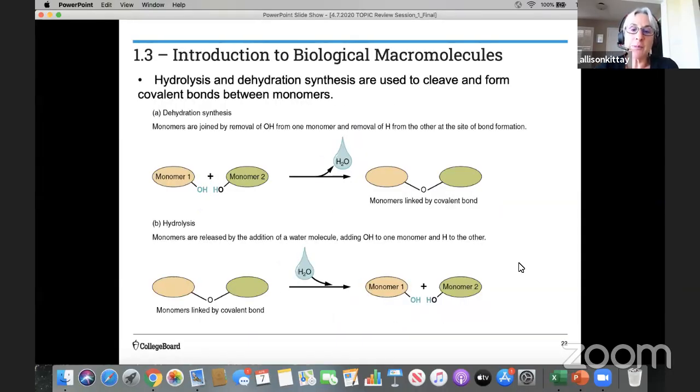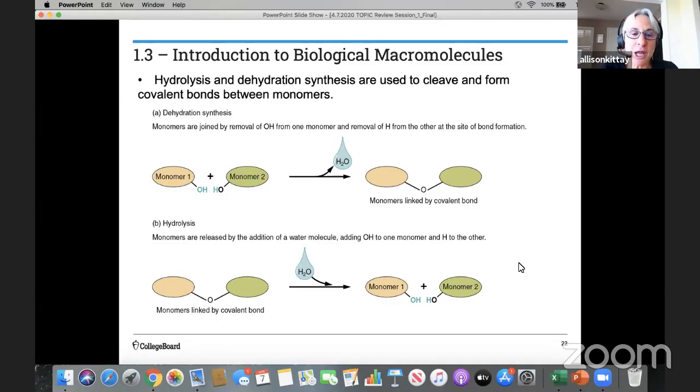So I want to talk a little bit about the two reactions that are really important in building and breaking down our macromolecules. And these two reactions are called hydrolysis and dehydration synthesis. And you probably, from those names, hydro and dehydration, understand that they have something to do with water, and you would be correct. Okay, so dehydration synthesis literally means the dehydration or removal of water.